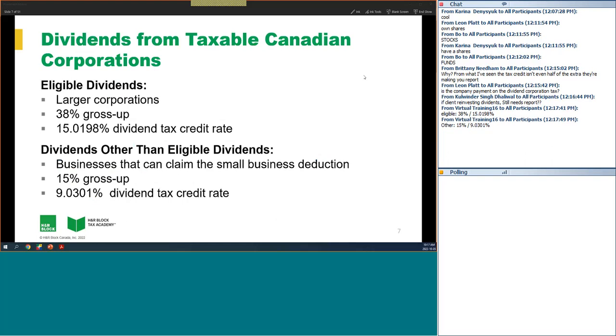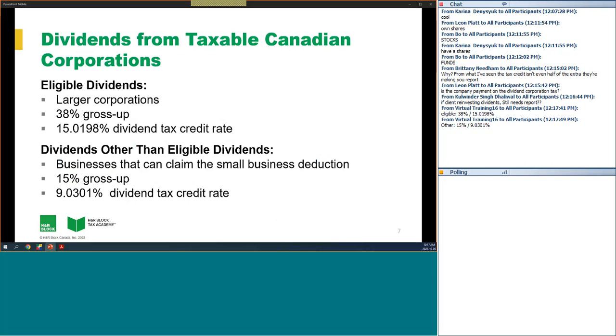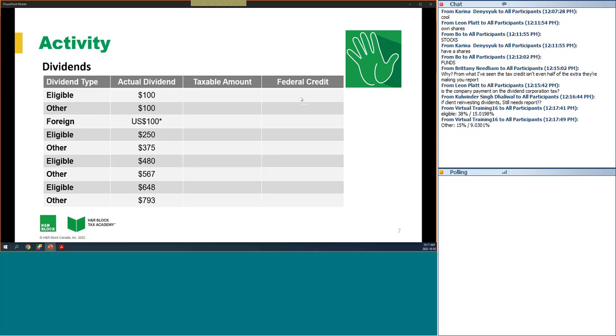Do the gross up first. The dividend tax credit is based on the gross up. Okay, so let's test one. If I have an eligible dividend, what will the taxable amount be, that's the part that's going to go on the tax return? And what will the federal dividend credit be? Get some answers in our chat window here.